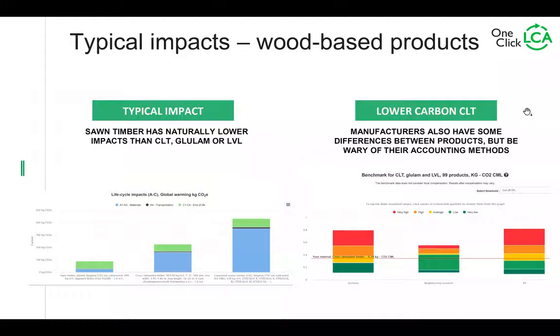If you want to get lower carbon products like CLT or other, you may have some differences between the products as well, between manufacturers, but you should definitely be aware of accounting methods, because the bio-based or biogenic timber is a topic that some people, let us say, try to take more advantage of than the LCA standards would permit to happen. So don't trust everything you see blindly. That's the main things about wood-based products, I think.